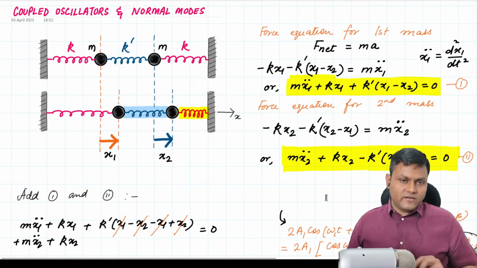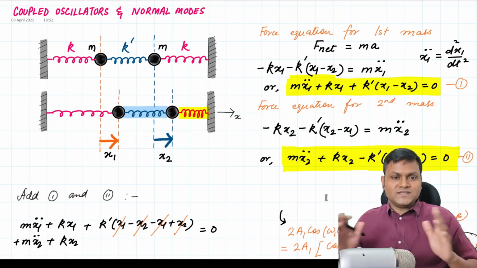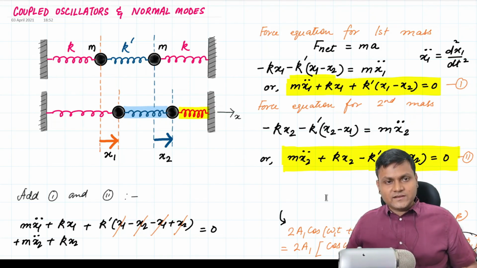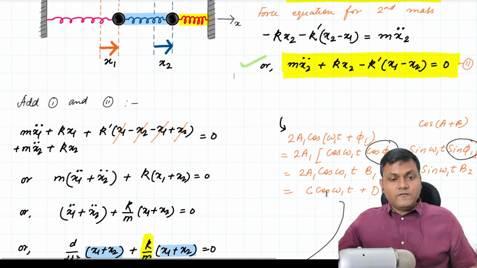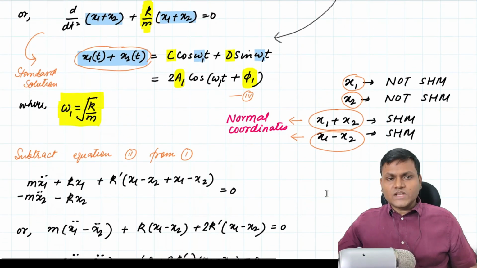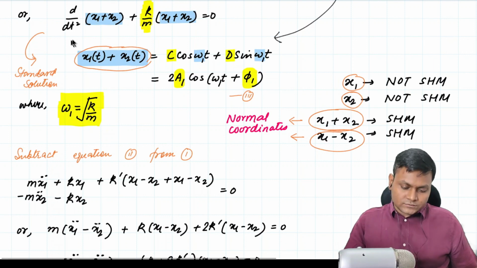Let me do a very quick revision. We took the case of a coupled oscillator where there are two masses and three springs attached together, and the outer springs are connected to two walls. We obtained the force equations using the Newtonian approach. From there, we obtained two differential equations that can be solved.